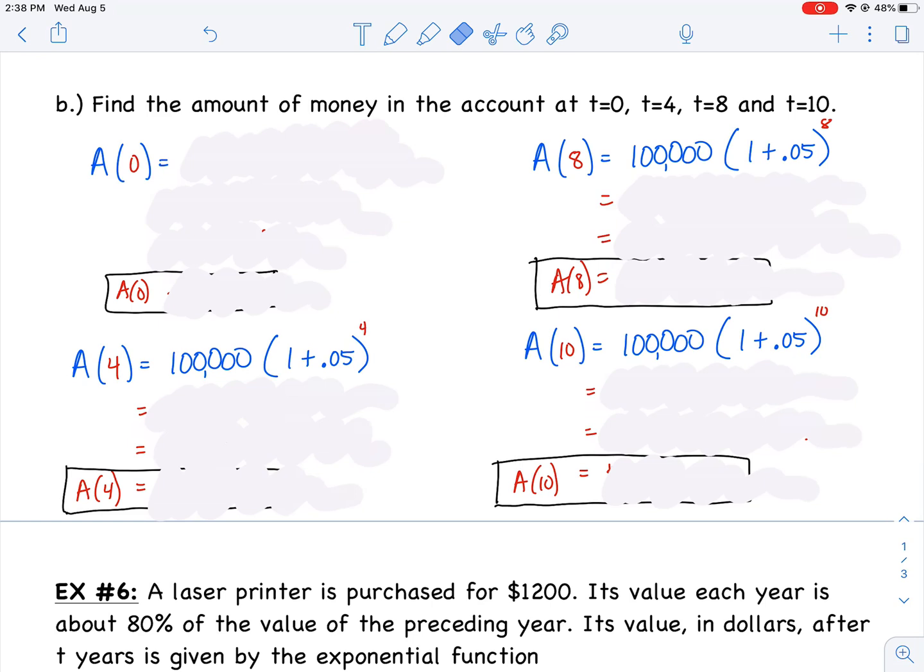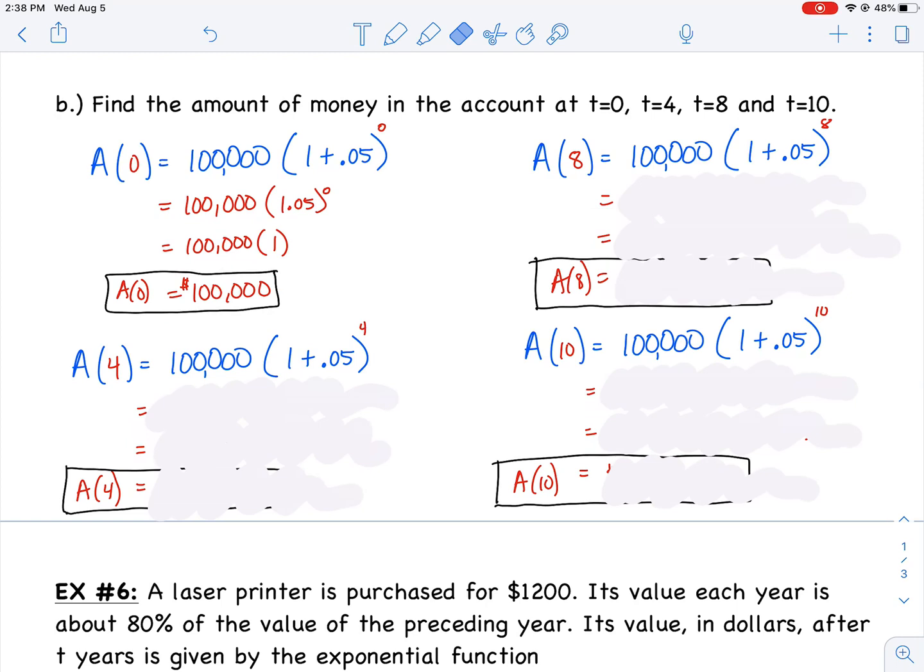But let's officially do it by plugging in the information into our equation. We know that we have $100,000. We know that we have the formula 1 plus 0.05, and we're going to raise it to the 0 power. We're going to leave it in there for nothing. So at the very beginning, well, we know that 1 plus 0.05 is 1.05. Raised to the 0 power, well, anything to the 0 power is really just 1. So then I have 100,000 times 1, which is just $100,000, which should make sense. At the very beginning, we started with $100,000.